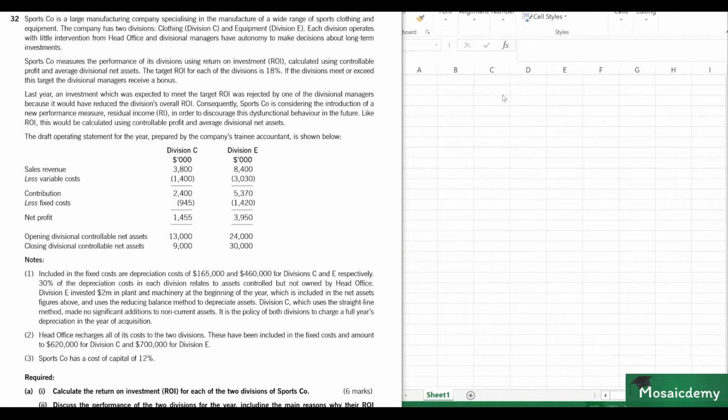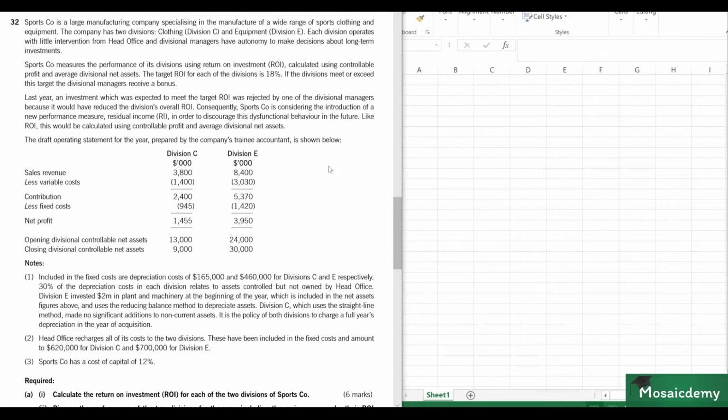So today we're going to be doing yet another practice question for the ACCA Performance Management past paper. The question we're doing today is from the December 2017 exam, Section C, question number 32. It's about a company called Sportsco, and the question is testing us on divisional performance measures such as the return on investment and residual income metrics.